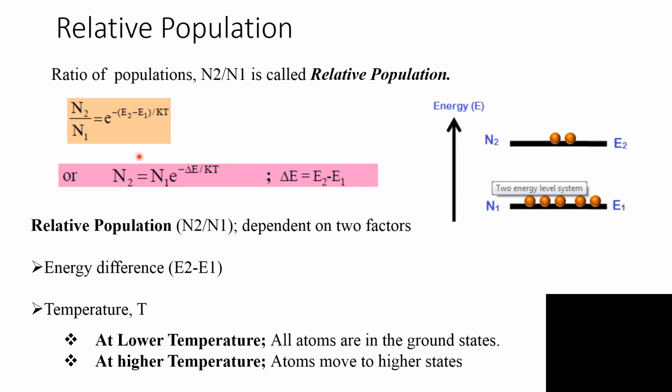If you look at this equation, you can see that the relative population depends on two factors. What are these two factors? One is the energy difference, E2 minus E1, and the other is temperature. So the relative population depends on two things.